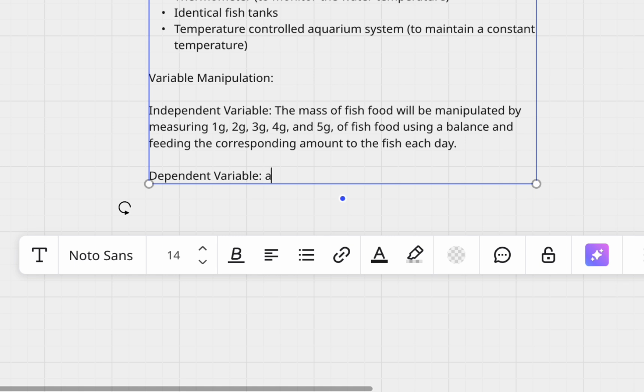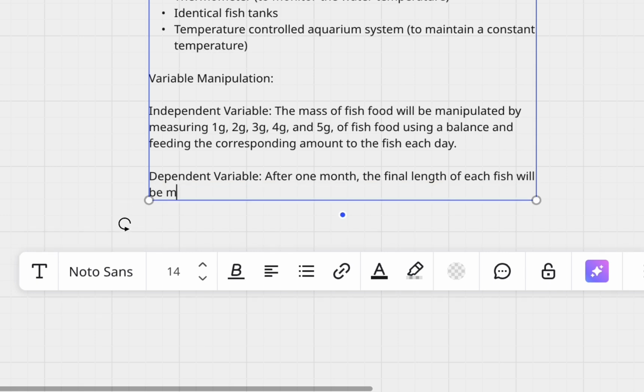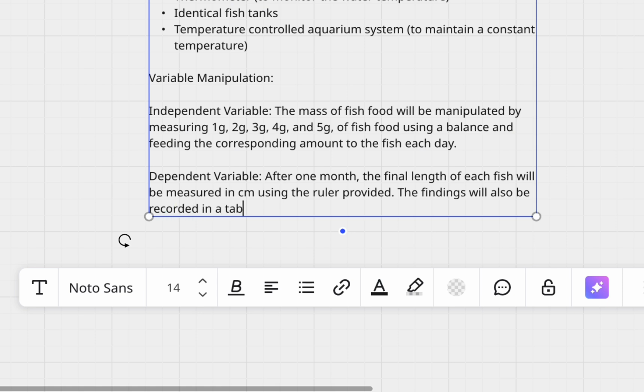Let's just write it out. After 1 month, the final length of each fish will be measured in centimeters using the ruler provided. The findings will also be recorded in a table. So that is how we're going to manipulate our dependent variable. So that's it for the dependent variable.